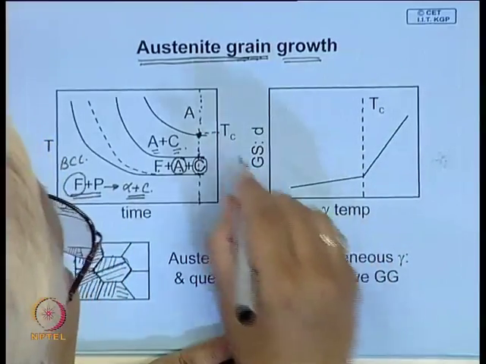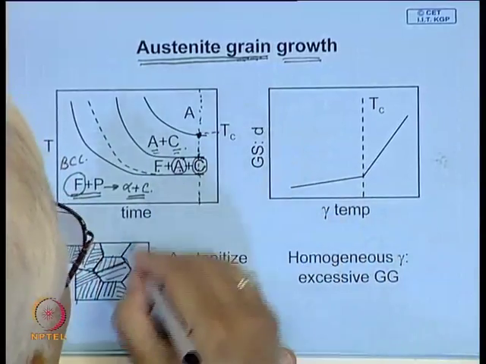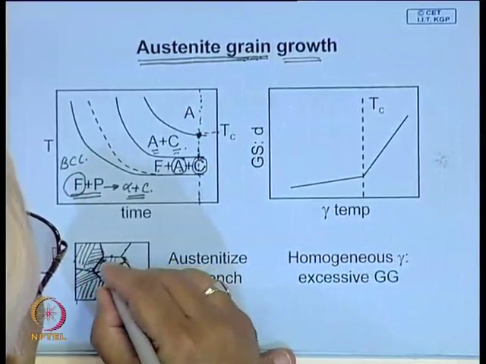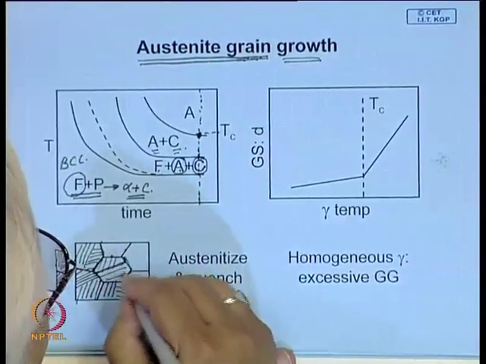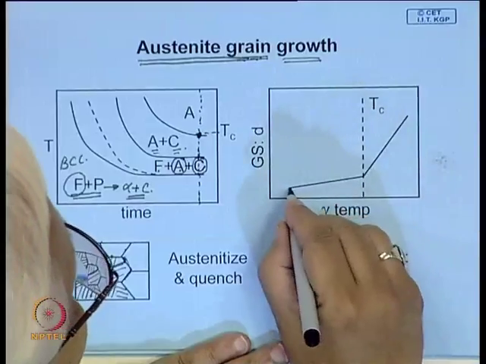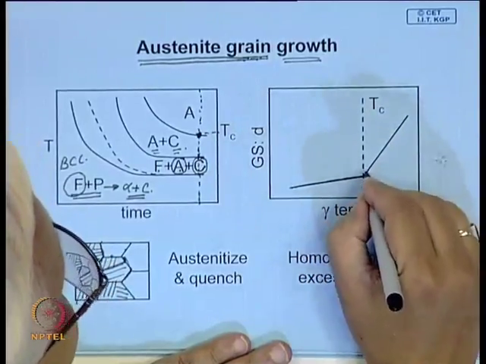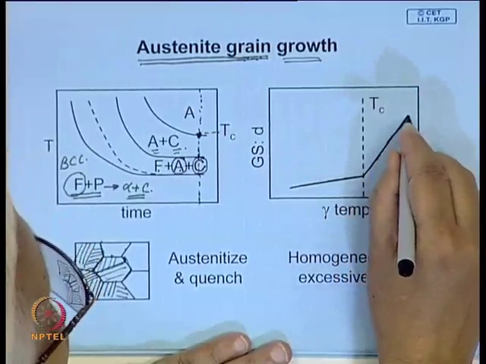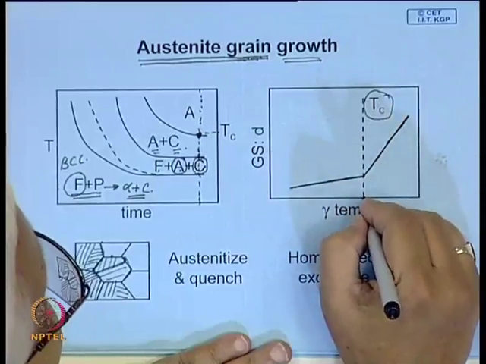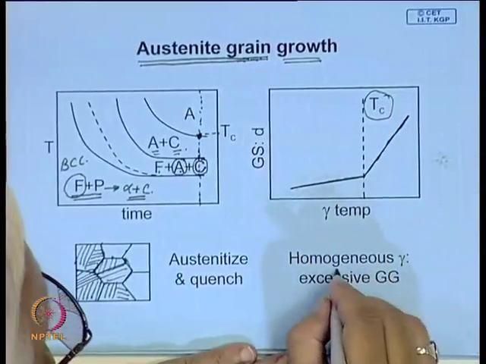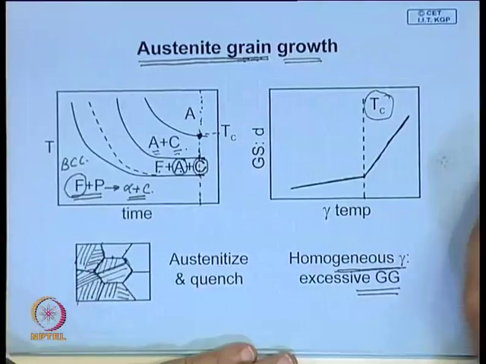Now, this is the temperature. And here you will find, as long as you have carbides which can block the movement or which have pinned the grain boundaries, the austenite grains do not grow, that growth is slow. But once these carbides dissolve, then the growth increases significantly. So, you can see here, this is the critical temperature when all carbides dissolve, you have homogeneous austenite, and you are likely to have under such conditions excessive grain growth.